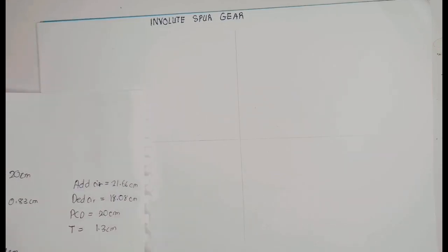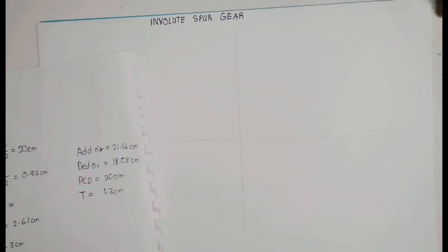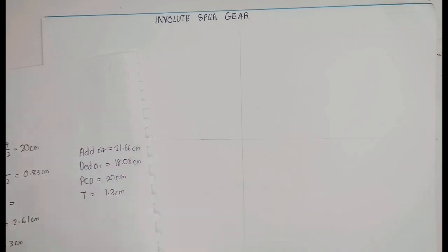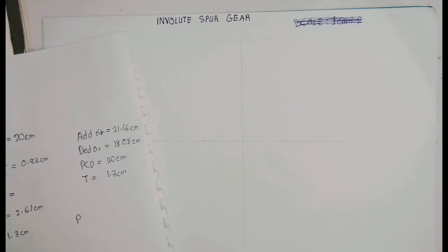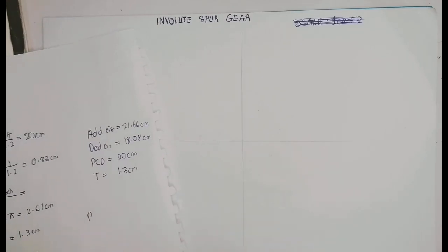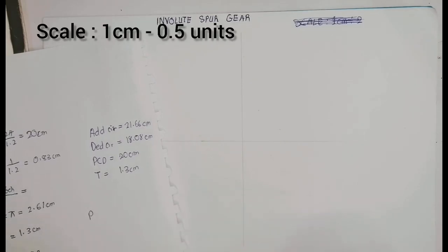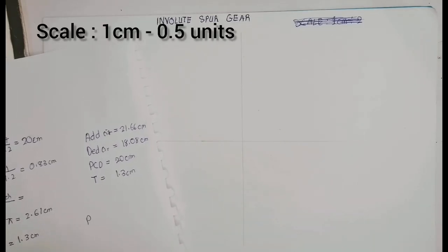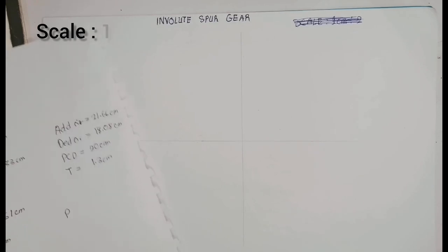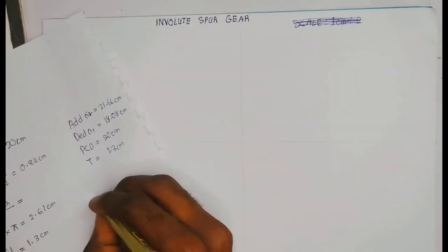Given our parameters as we calculated earlier, we are going to be scaling the drawing so it can enter this book. We are going to be taking a scale to reduce all these parameters. Our scale will be 1 centimeter to 0.5 units. So we are going to be reducing it by 2.